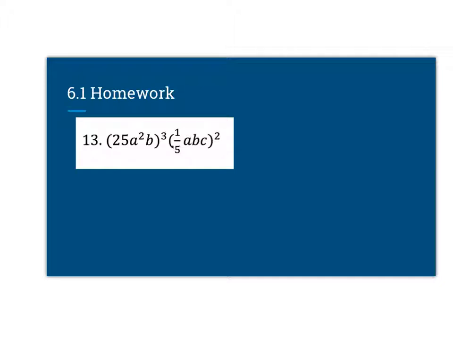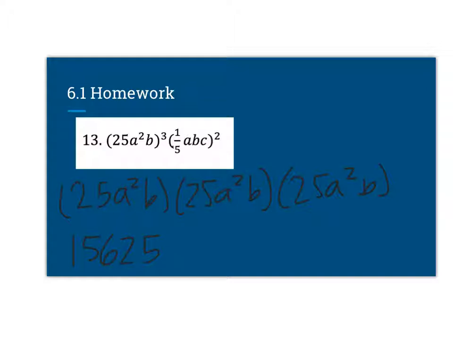So the first one says 25a squared b, and that whole thing is to the third power. So really what that means is I have to do 25a squared b times itself 3 times. So 1, 2, and then one more time. Then what we can do is take 25 times 25 times 25, and you'll get 15,625.